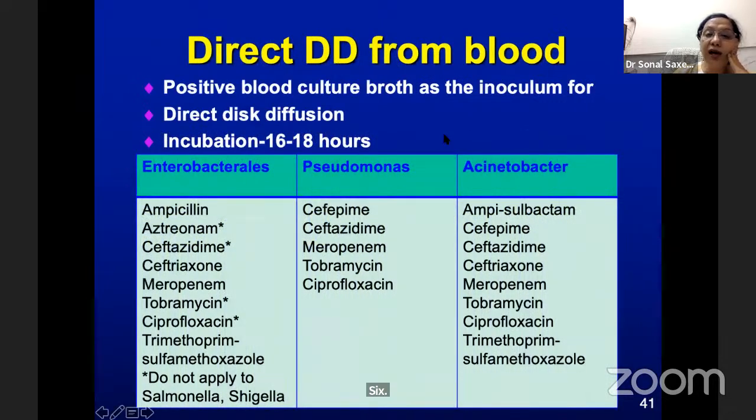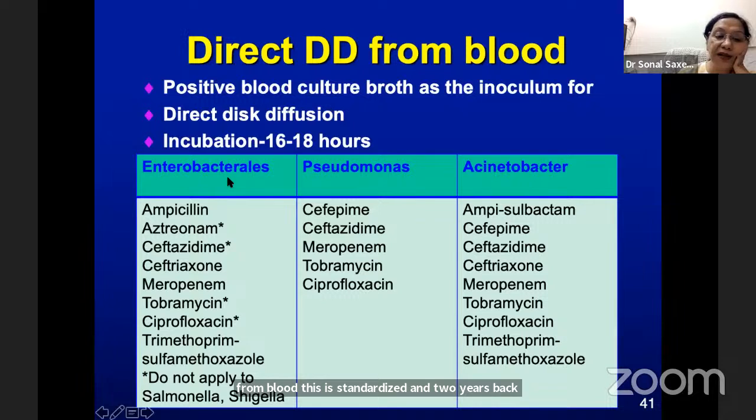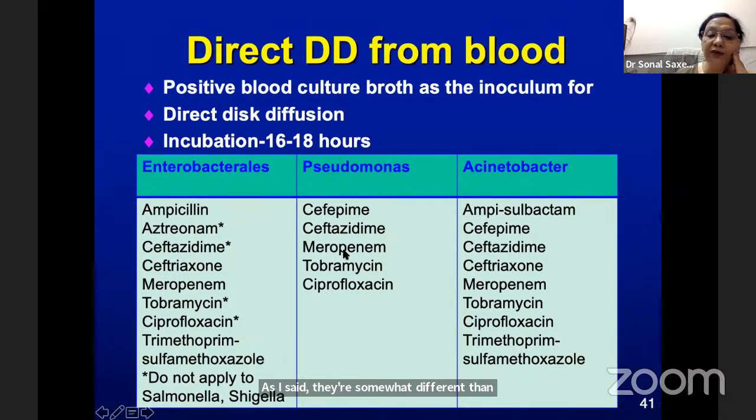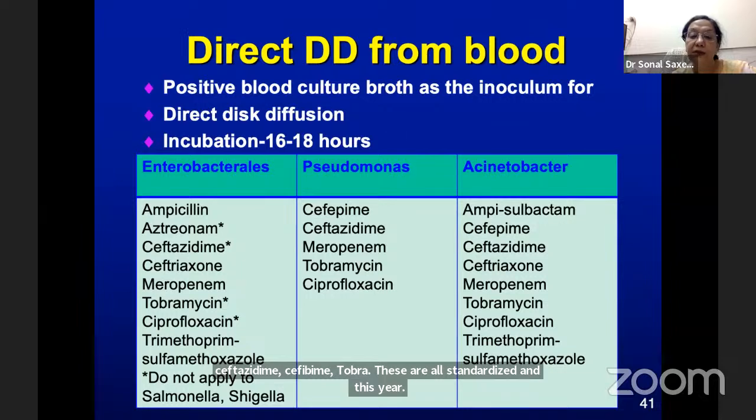Now, coming on to direct diffusion from blood, this is standardized, and 2 years back, CLSI had introduced it for Enterobacterales, and then it introduced it for Pseudomonas and Acinetobacter. But remember, for Enterobacterales, the drugs ceftriaxone, ceftazidime, tobramycin, and ciprofloxacin do not apply to Salmonella and Shigella. It applies to the rest. As I said, they are somewhat different from the other Enterobacterales. For Pseudomonas, these drugs, meropenem, ceftazidime, cefepime, tobramycin, are all standardized. And this year, Acinetobacter has also been added for direct sensitivity.